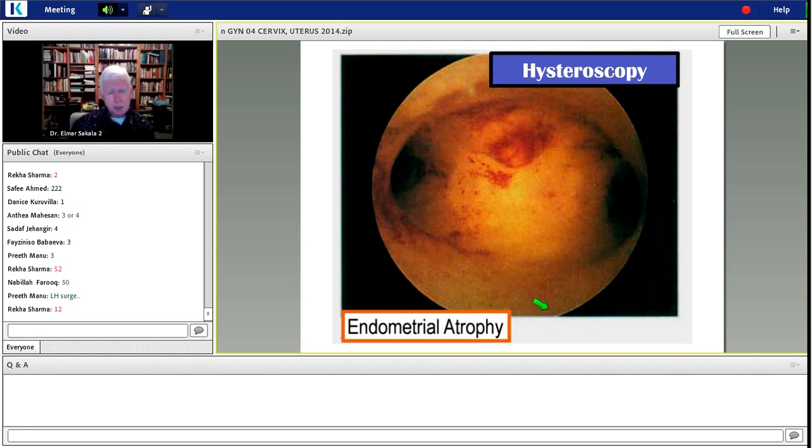Now, this is a hysteroscopic view of endometrial atrophy. And you can see how pale the endometrium is here. This is a tubal ostia that goes into the right tube. This is the left tube. You can see perhaps a little bit of bleeding and hemorrhage here. This would be hysteroscopic assessment.